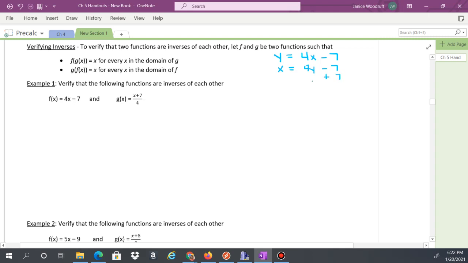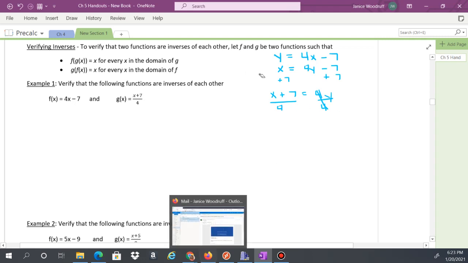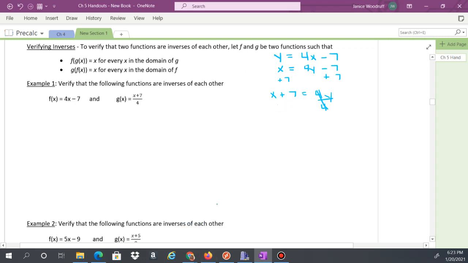I'm going to add 7. It's going to give me x plus 7 equals 4y. I'm going to divide by 4. And I'm going to get y equals x plus 7 over 4. Then I'm going to say, well, that is exactly what g of x is.